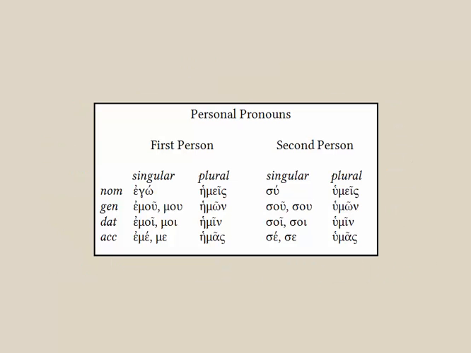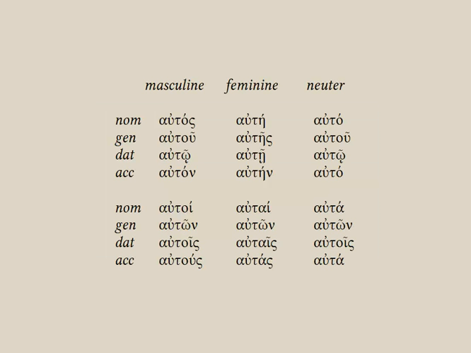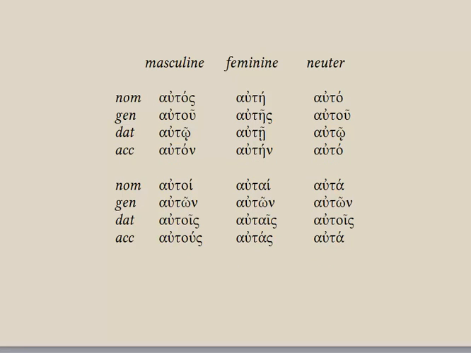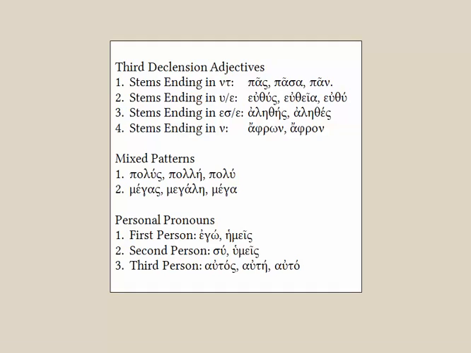The final part of the nominal system are the patterns for the pronouns. The first and second person pronoun patterns contain some features we've seen in the nouns, but they also have some distinctive features. So this is another of the core patterns to learn. You probably recall that autos, aute, auto serves as the third person pronoun. It follows a regular 2-1-2 pattern apart from that neuter nominative and accusative singular that doesn't have the final nu. So once again, if you memorize autos, aute, auto, you'll be able to recognize these neuter forms when you meet them.